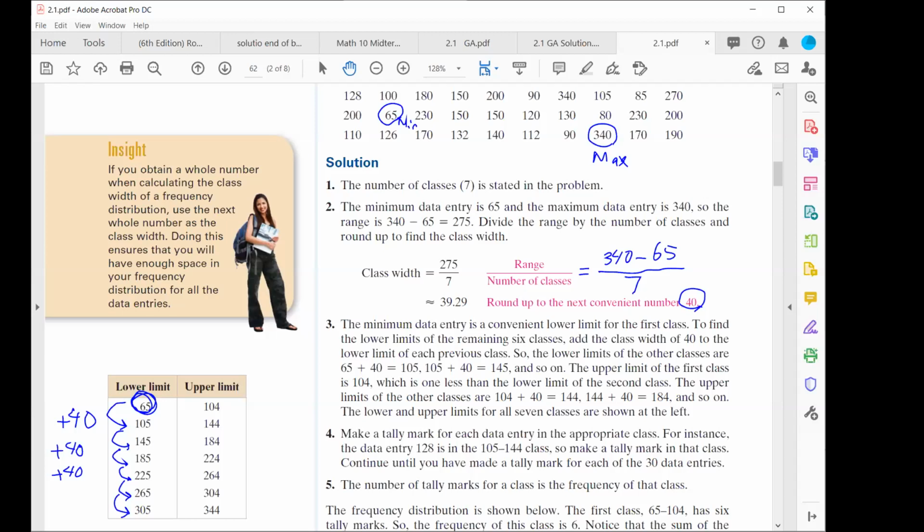Lower limit of the third class is 145. So the upper limit of the second class must be 144, 1 unit smaller than that. And you continue.